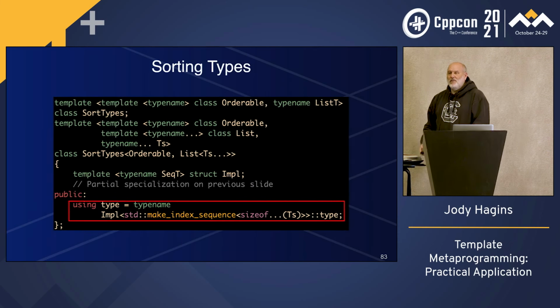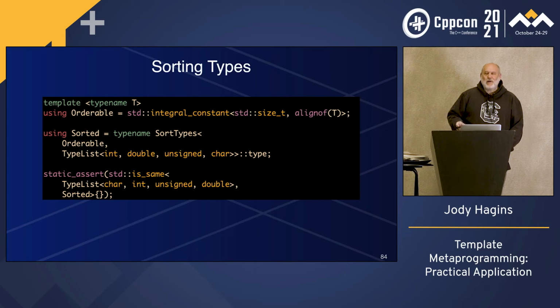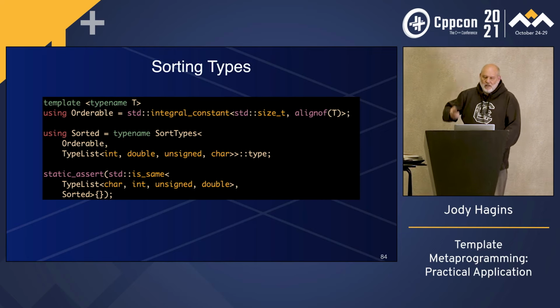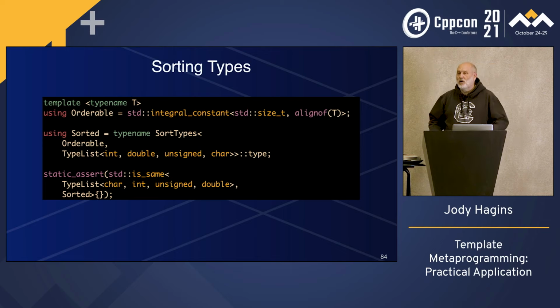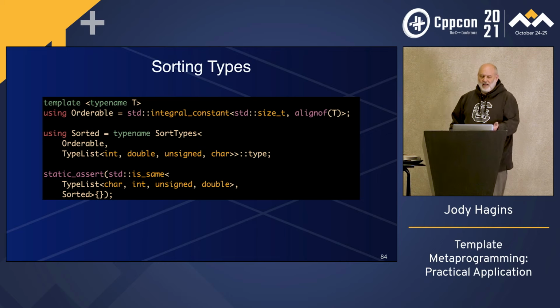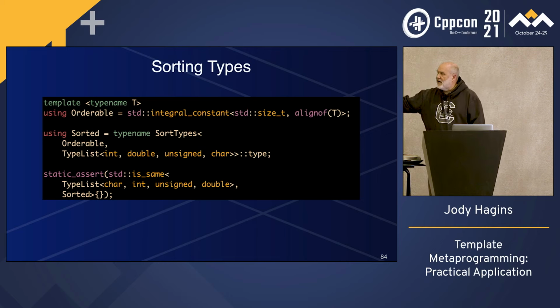And here's where we invoke, where we pass it the index sequence. We make the index sequence that we pass to it. And now we can do this. We can say orderable is integral constant align of T. And we can say sorted equals sort types, pass it the orderable, pass it this type list or a tuple of things, and then we can assert that the type list is now char, int, unsigned, and double.